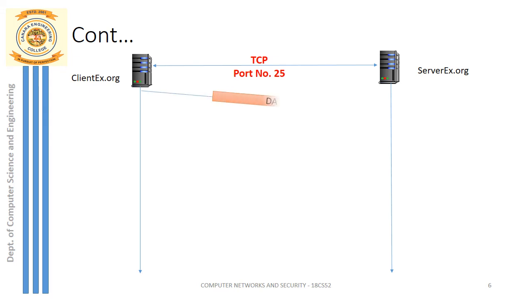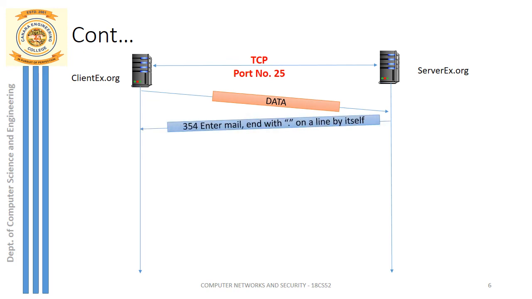Next, the SMTP client will indicate to the server that it will start sending data by sending the command called data, and the server will send the acknowledgement by saying 354 enter mail and end with dot on a line by itself. That means the dot will indicate the end of the data or the mail.